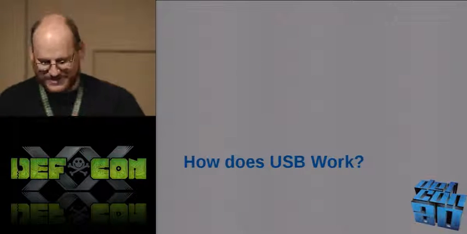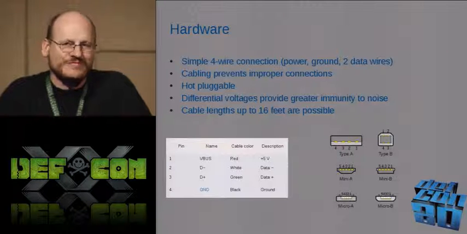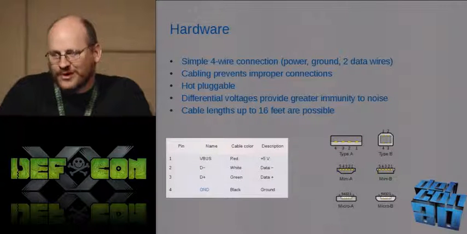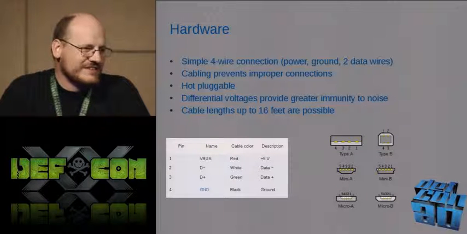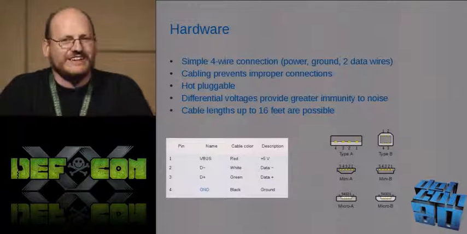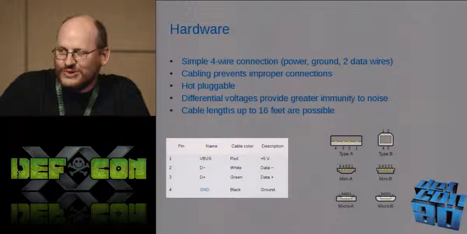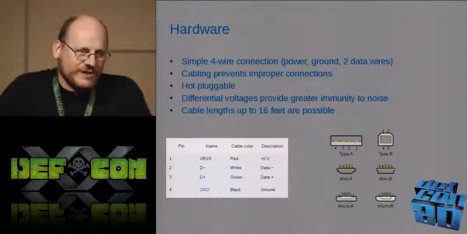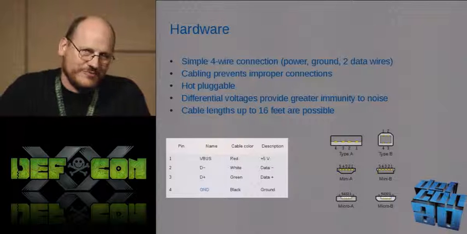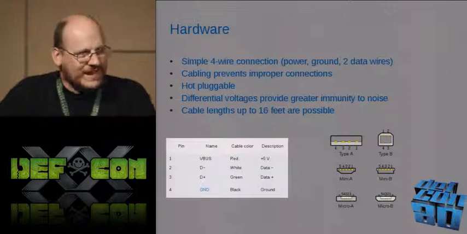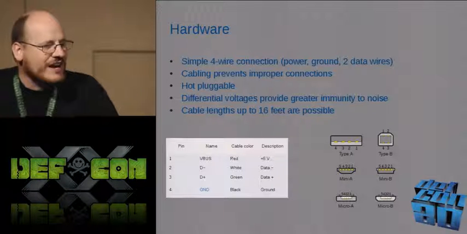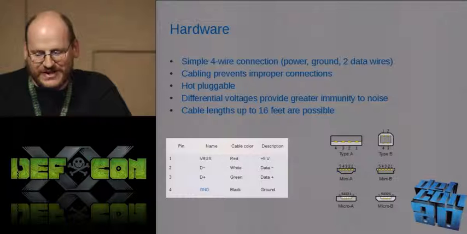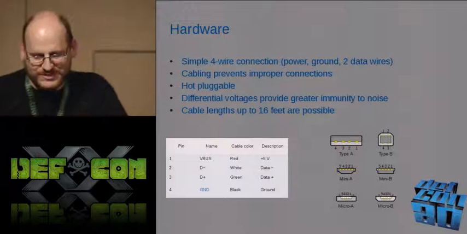All right, so how does this stuff work anyway? Well, it's made to be very simple, simple from a user standpoint. So they have some nice idiot-proof hardware. It's a pretty simple four-wire protocol, and it's set up so that you cannot screw it up unless you try. If you're used to going old school serial, you know that you can very easily hook something up wrong: it's the wrong kind of RS-232 cable, or it's got the 25 pin and I needed the 9, or it's not a null modem cable. They got rid of all of that hassle. Also made it hot pluggable, and they use differential voltages, which is good for noise on your lines. And you can have some fairly long USB cables, as much as 16 feet.